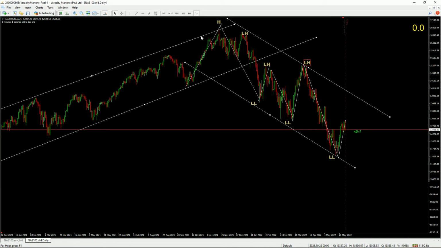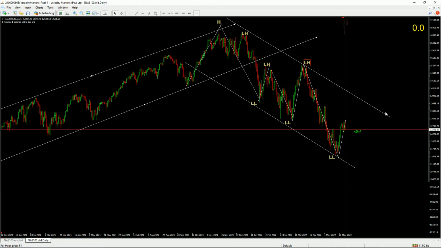This market structure, you can get it on any time frame. I repeat, you can get this market structure on any time frame, starting from the 1 minute time frame up until your daily or monthly time frame. So this is where you can get your market structure, guys.